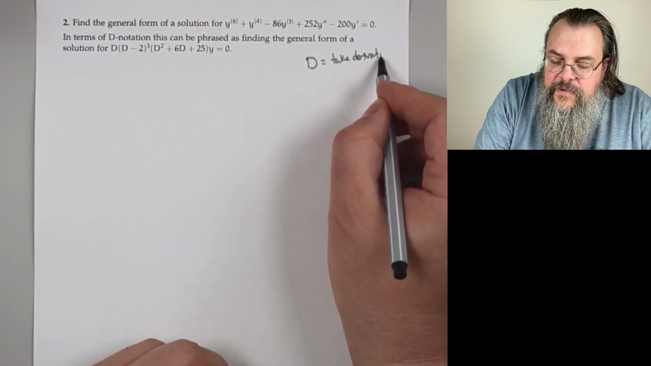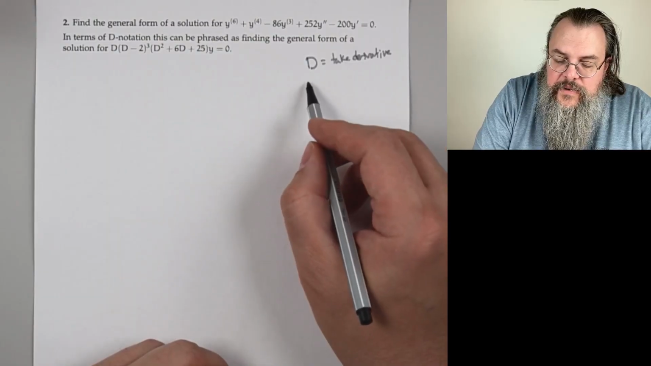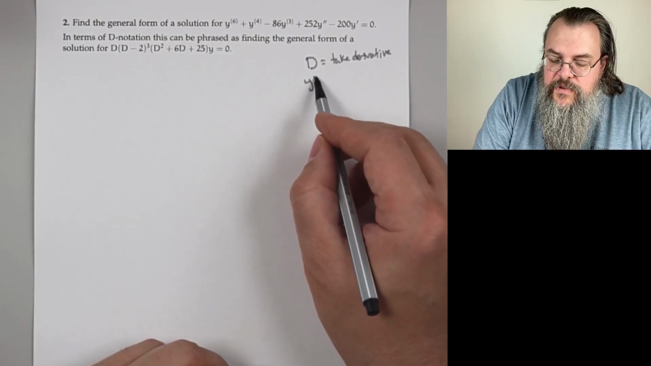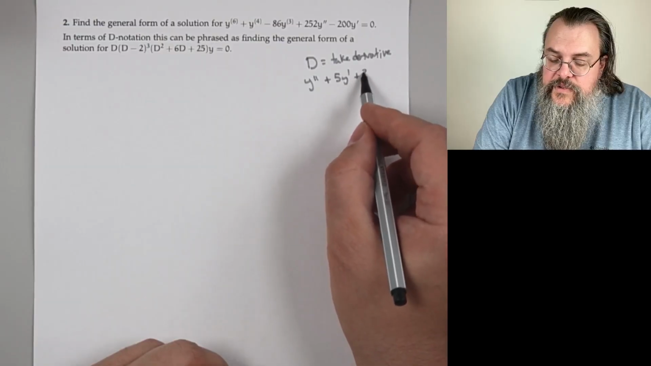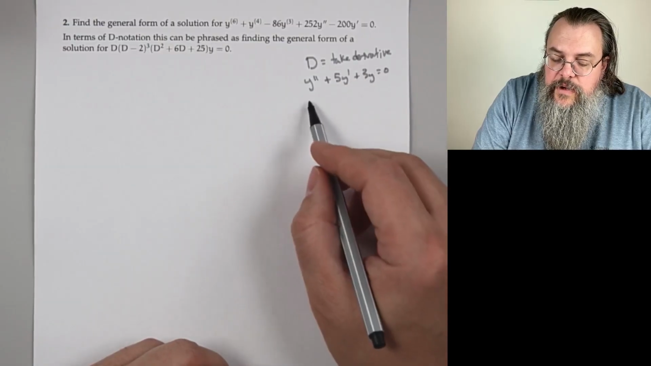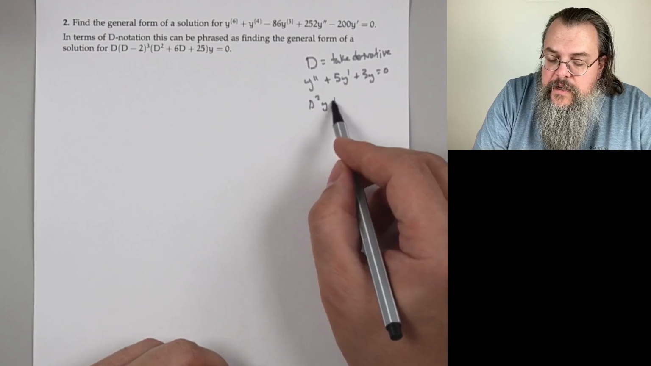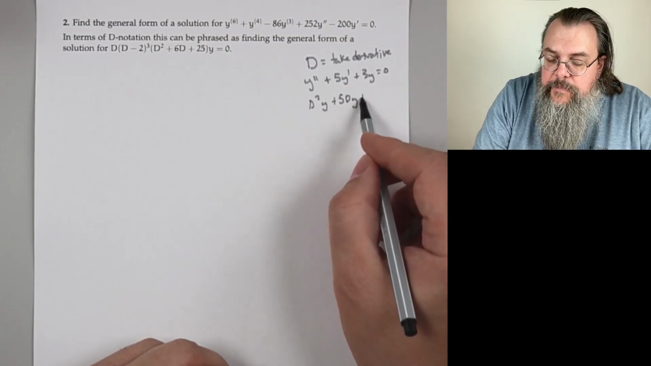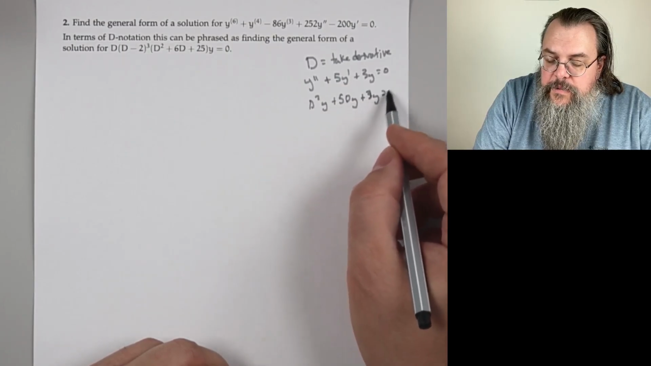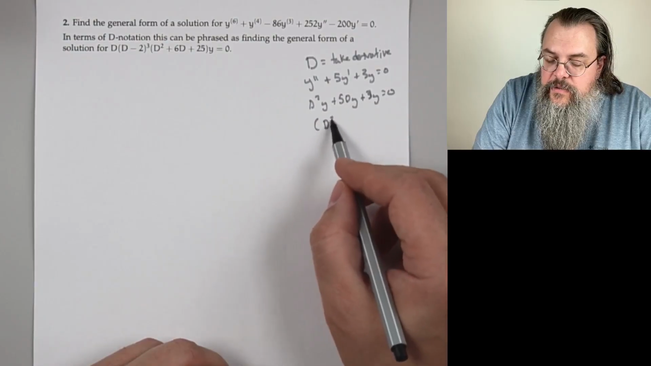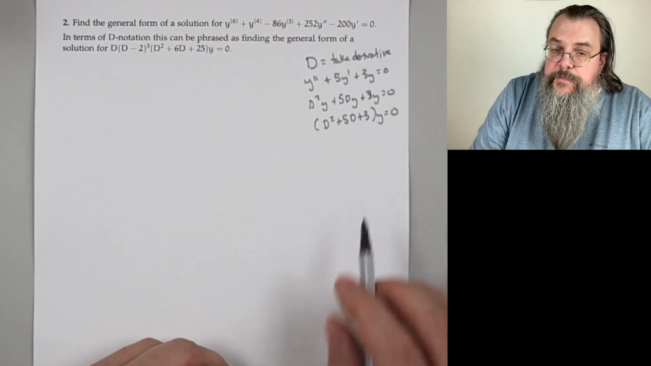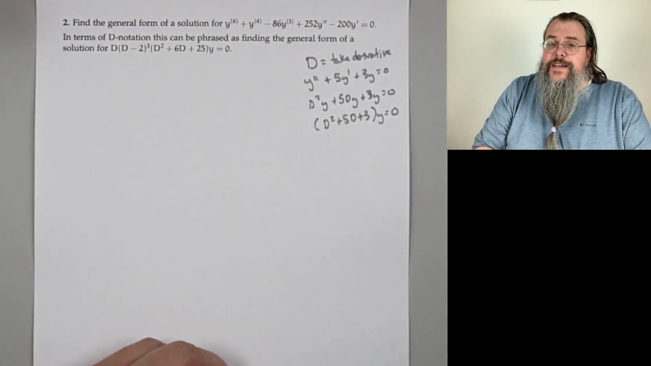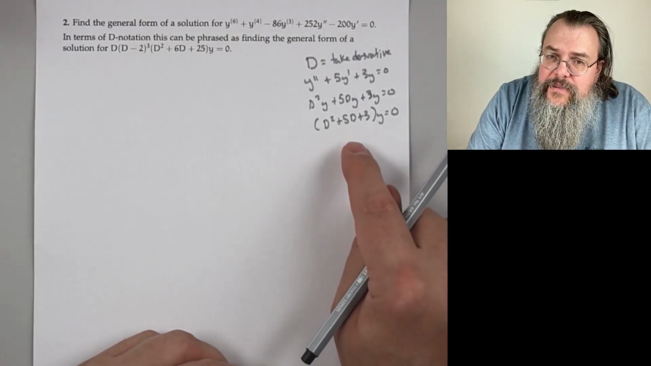And so we have this lovely D notation. So for instance, let's just do a simple example: y double prime plus 5y prime plus 3y equals 0. Well, this would become D squared y plus 5Dy plus 3y equals 0. Or if you like, (D squared plus 5D plus 3) y equals 0. Right? That was the D notation. Now, how does that help us?